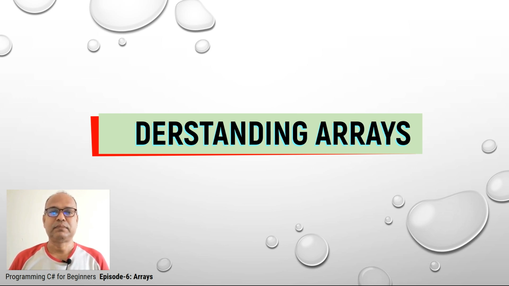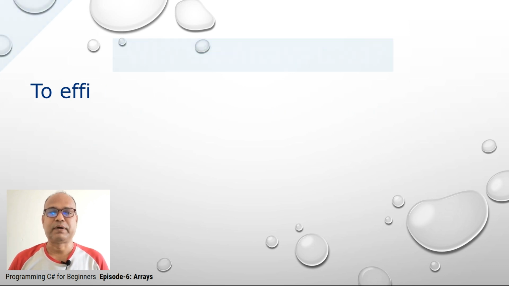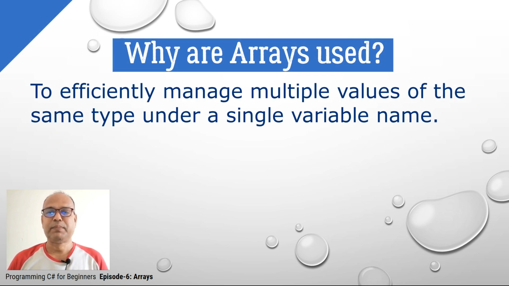Arrays in C Sharp: a data structure that stores a fixed size sequential collection of elements of the same data type. Simply, we can say that an array is one kind of variable which can store multiple data of the same type. Purpose: to efficiently manage multiple values of the same type under a single variable name, when several values of the same type, such as marks of many students, are needed to store in a single variable.